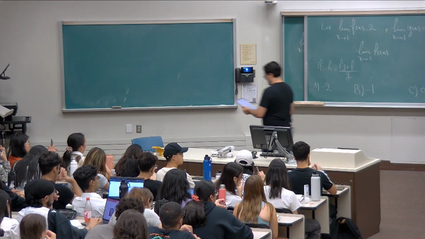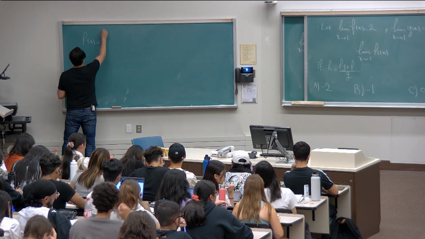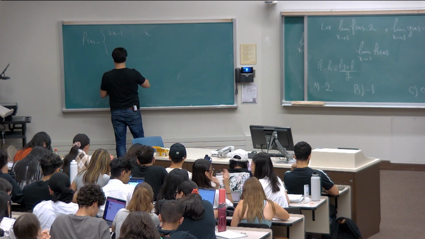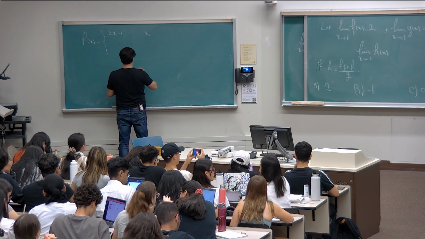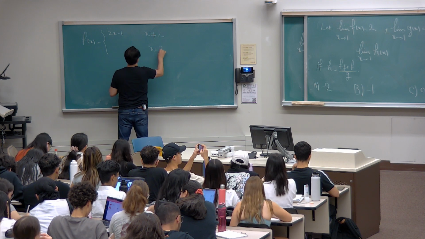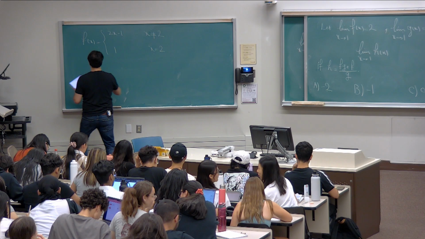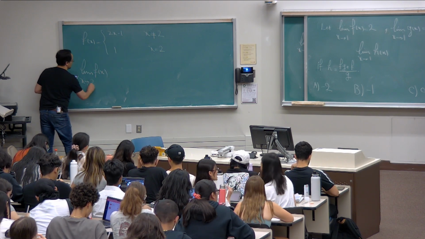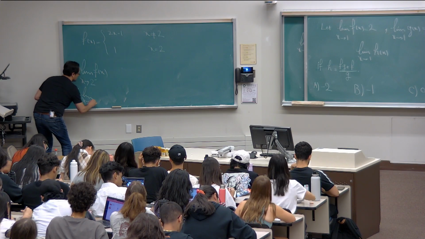Let's do this question. This is an interesting one. The function is 2x minus 1 as x is not equal to 2. When x is equal to 2, say it is 1. Find the one-sided limits of this function as x approaches 2 from the left or from the right.